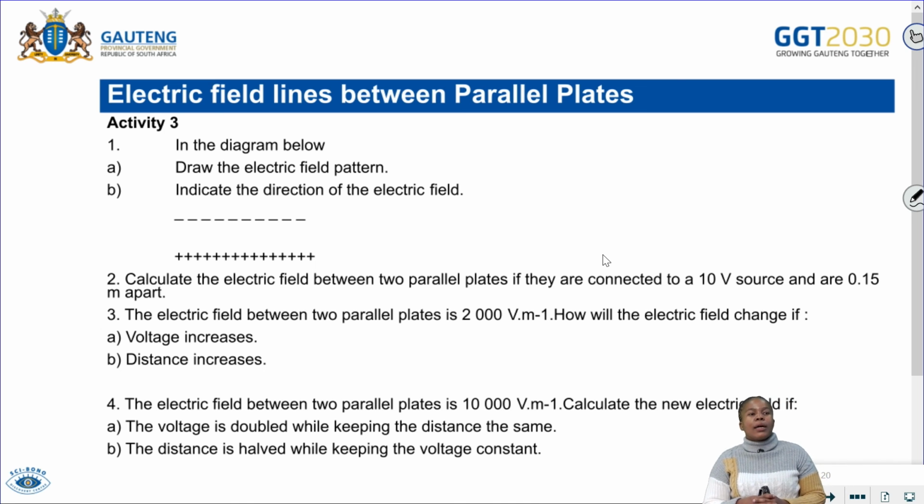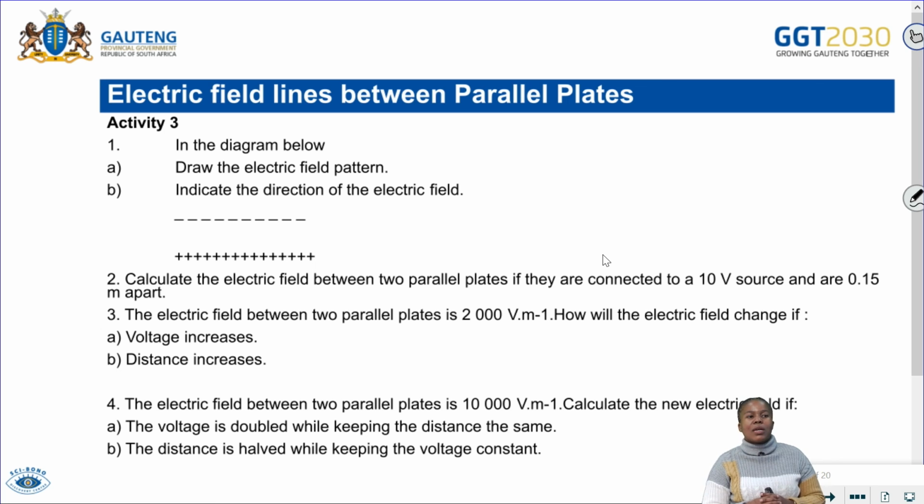Number 2, calculate the electric field between the two parallel plates if they are connected to a 10 volt source. Remember we said we need a power supply, okay, and are 0,15 meters apart. We have a distance, and then we are calculating what? Electric field. Don't forget data, checking your conversions, choosing your correct formula, substitution, then answer.